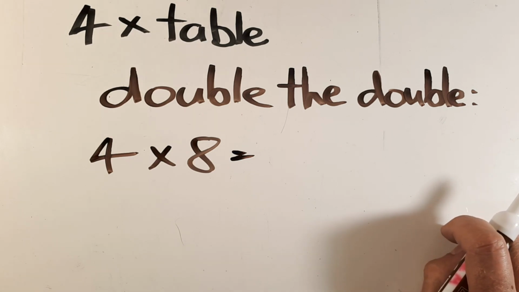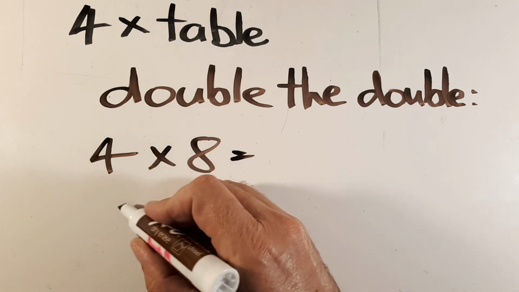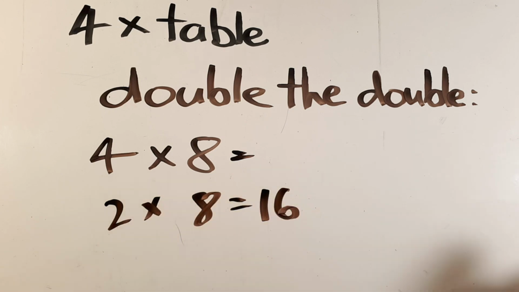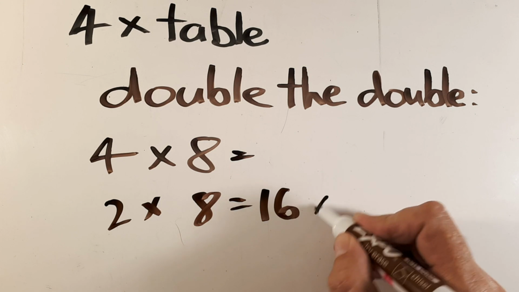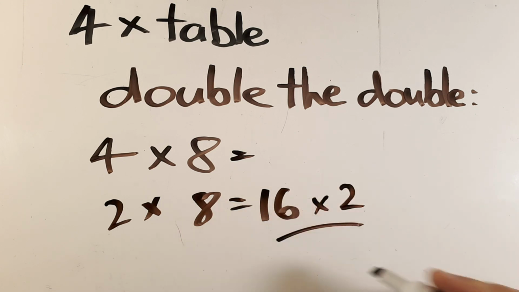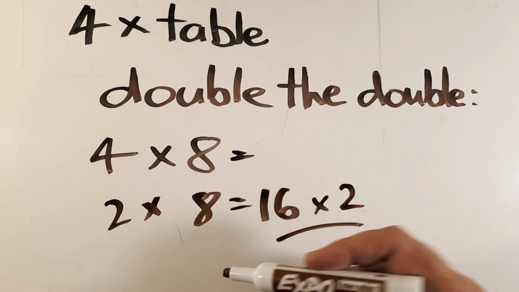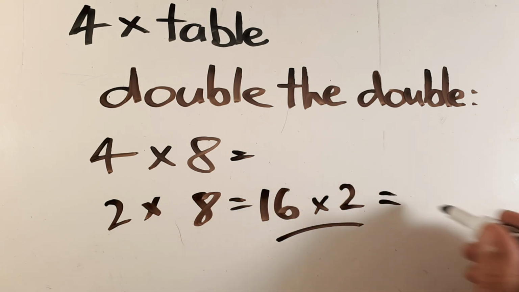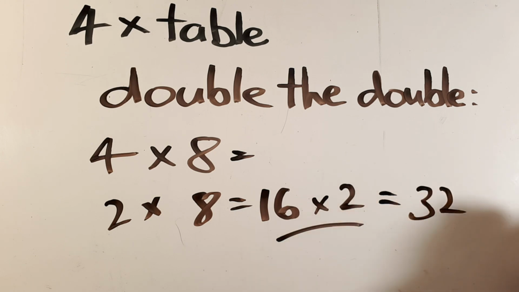Well, here's my little tip. You'll know what double 8 is. You'll know that double 8, 2 times 8, is 16, right? So then, to get your 4 times table, you just double it again. Because 2 times 2 is 4, right? So if you double it and then double it again, you'll get the 4 times table answer. Double 16, of course, being 32. 4 times 8 is 32. Now that works with all of them, and it's quite a neat one for working out bigger ones.